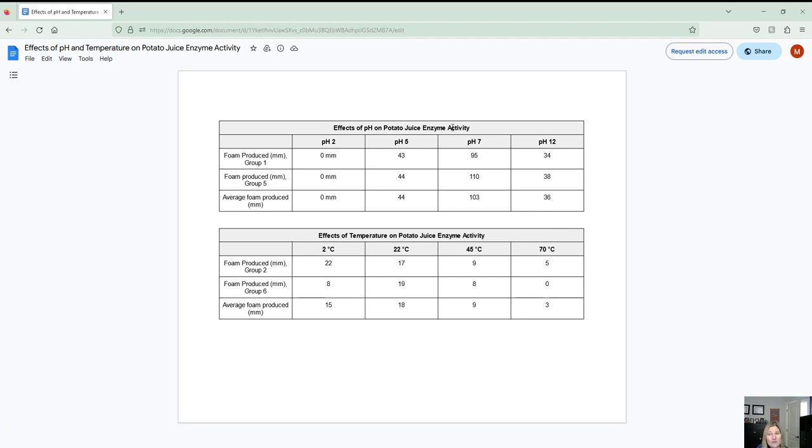Or maybe we could use a different enzyme and see how that affects the reaction of the hydrogen peroxide. So instead of potato juice enzyme, could we find another enzyme to use instead? So those are all potential experiments that we could do to further enhance our learning and understanding of this concept.